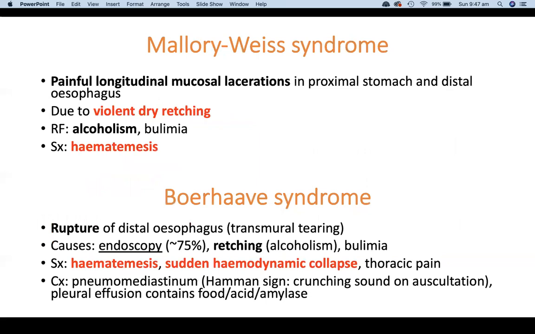These things come up quite a bit. So Mallory-Weiss is from vomiting a lot, and then you eventually get hematemesis. Boerhaave is even worse. And the thing that will separate it in a question is that you get hemodynamic collapse because it actually tears through. The most common cause of Boerhaave is endoscopy, but a lot of the time I think they like to just go for the retching because at least in an EMQ, it seems very similar to Mallory-Weiss. So the things that will differentiate it is the hemodynamic collapse.